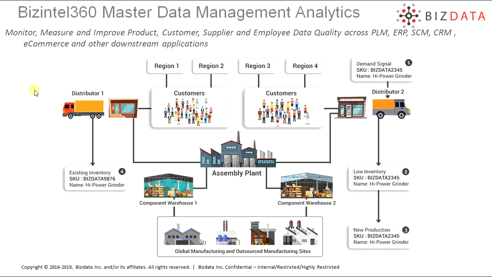Here is one example of a product data quality problem out of multiple product data management problems. Let's take a look at this example. The retailer gets a demand signal for a high-powered grinder and he informs the nearest distributor with the product name. The distributor in turn checks the availability of that product with SKU in ERP and finds that the demand quantity is huge in number and the inventory is low.